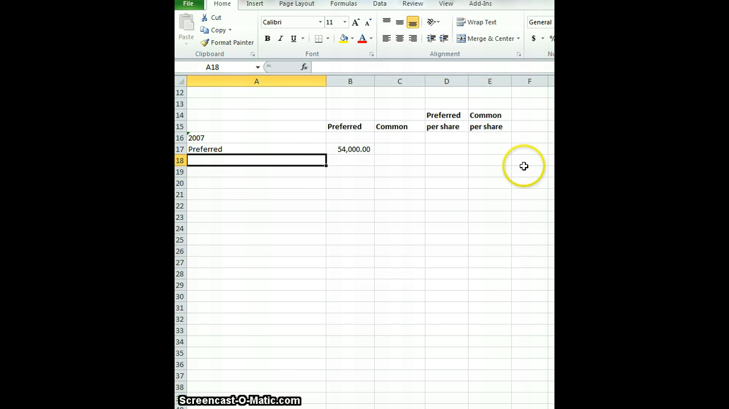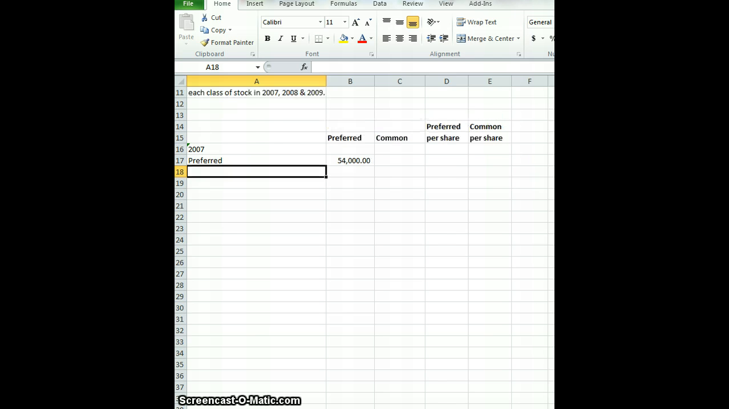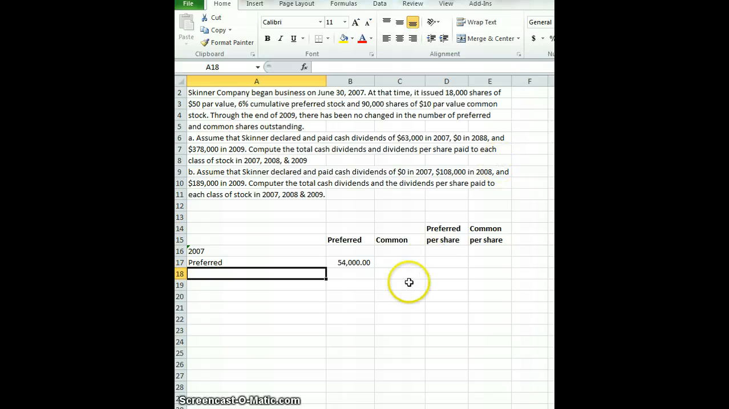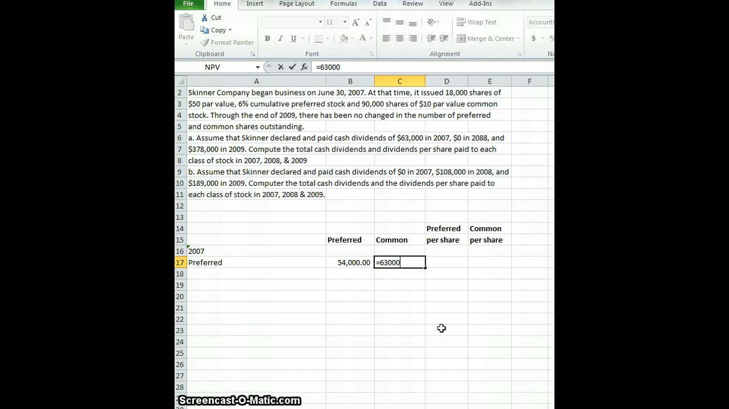Okay, so at $54,000, what's that leave us for our common stock? Well, if we paid 63,000 in 2007, it's just going to be equals our 63,000, that's what we have left, minus our 54,000 that we paid in preferred. So we have 9,000 as the amount of dividends we're going to issue to common stockholders. I'm going to put up here our share numbers, so I've got 18,000 and 90,000, just to make our formulas a little easier.